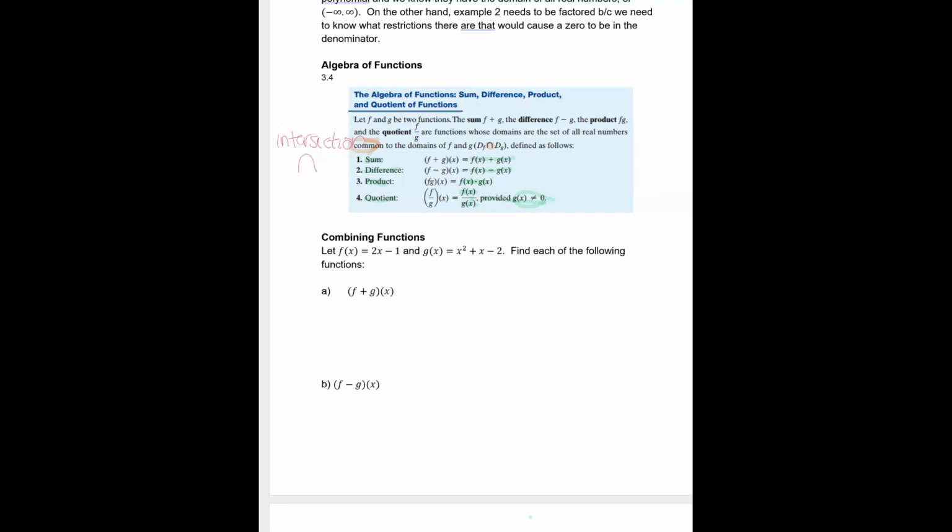I'm going to start with black, I guess. So here are the steps that I always tell all my students to do. We're going to start with f plus g of x, which you see right here. The first thing I suggest is to write it as the definition. Our problem says, let f of x equal 2x minus 1, and let g of x equal x squared plus x minus 2, okay? So this is our f of x and its value, and this is our g of x and its value. So first we're going to write this as the definition.